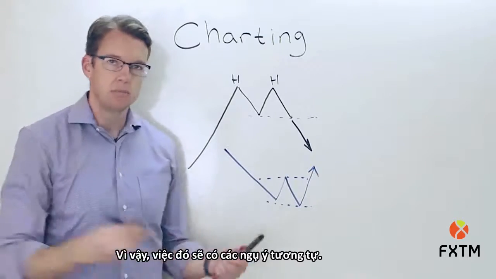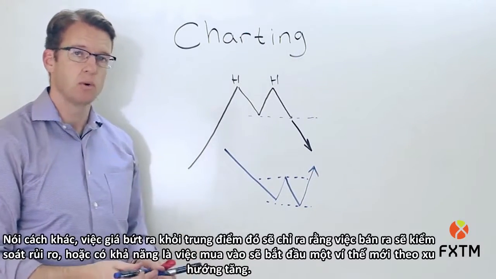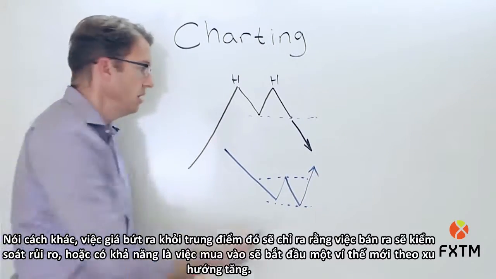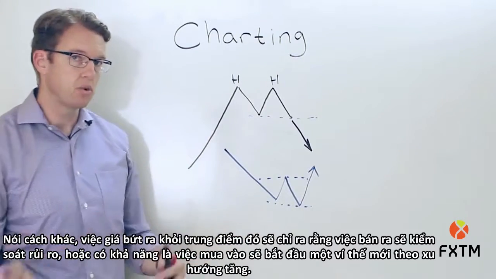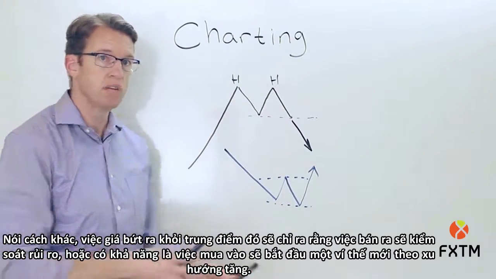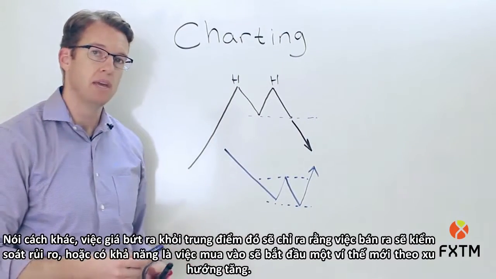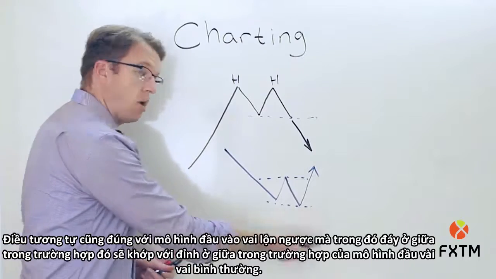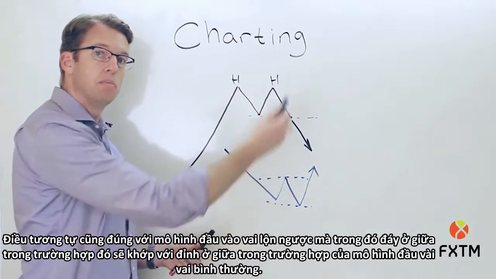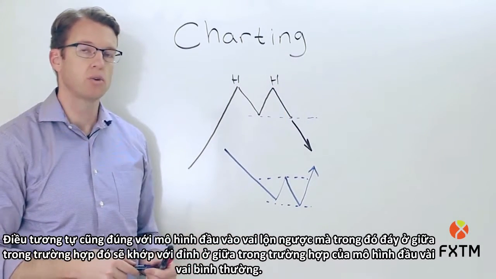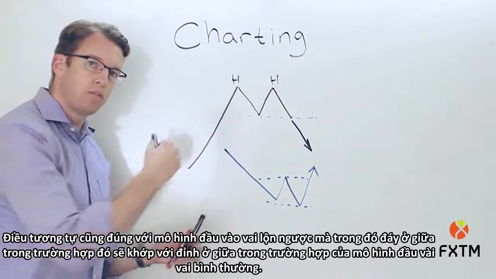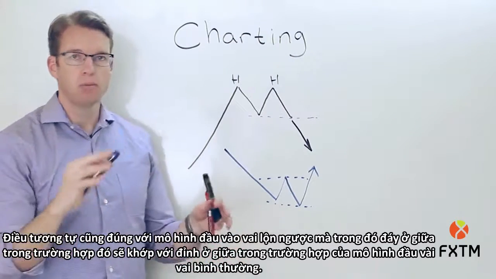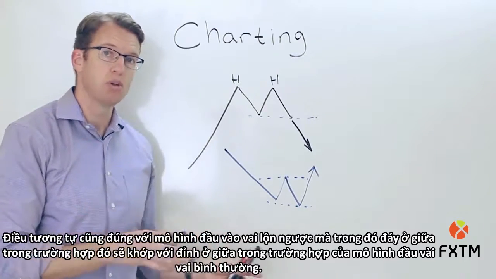So that would have similar implications. In other words, a break beyond that midpoint would indicate that shorts should be controlling their risk, or potentially longs should be initiating a new position to the upside. Same thing is true with an inverted head and shoulders pattern, where the middle trough in that case would match the middle peak in the case of a regular head and shoulders pattern. So once you learn one form of this pattern, you can apply it for both bearish as well as bullish opportunities.